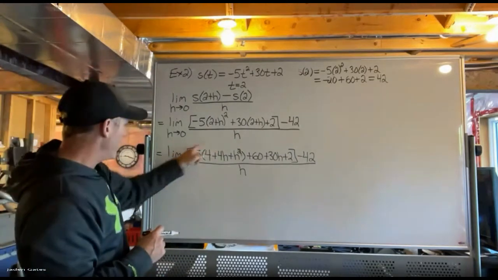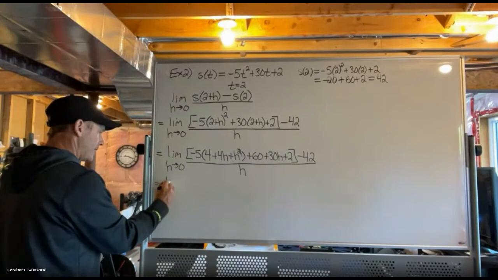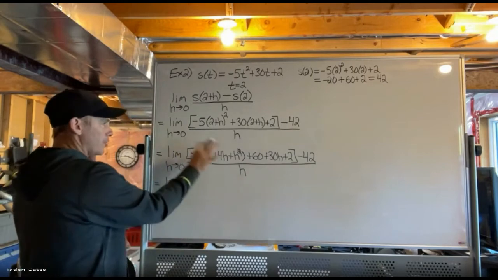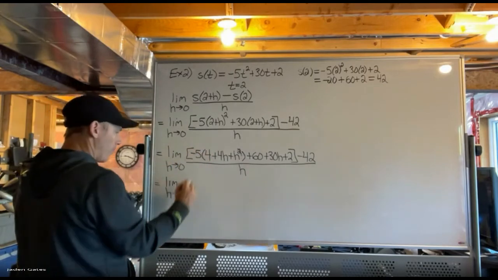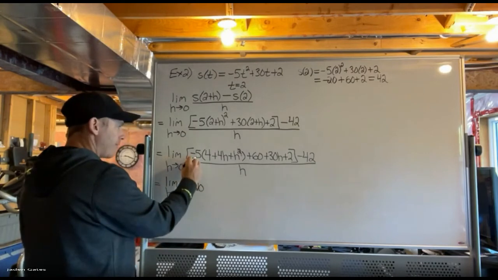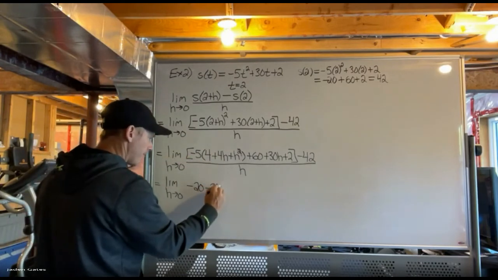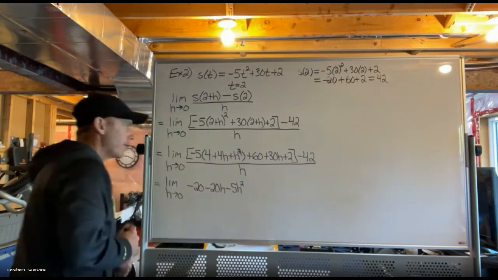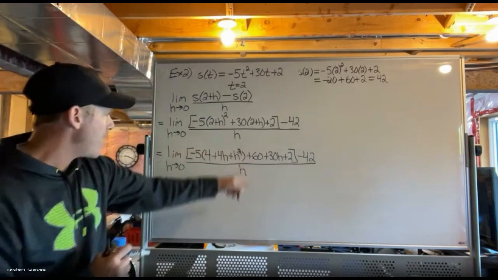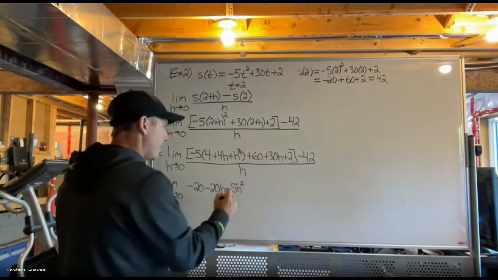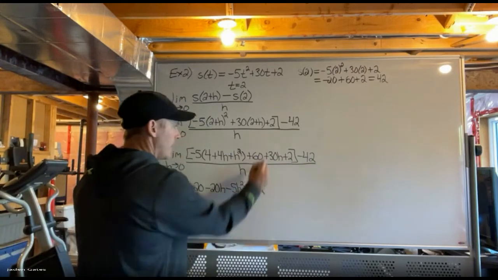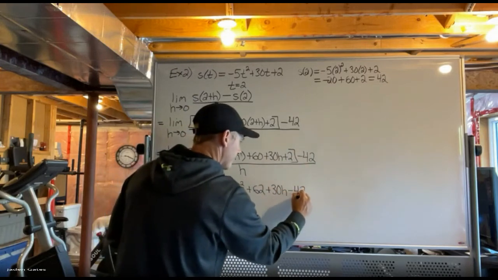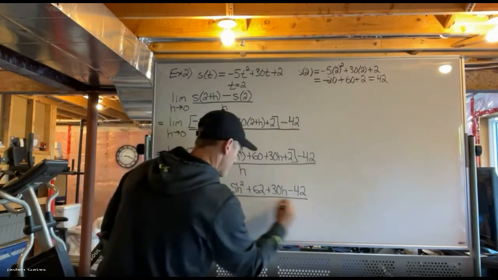So now I'm going to do the rainbow rule here with this minus 5. So I've got the limit as h approaches 0, key part here. I'm not going to use the square brackets anymore. I'm not going to need them, but minus 5 times 4 is minus 20. Minus 5 times 4h is minus 20h. Minus 5 times h squared is minus 5h squared. So that's just expanding through the brackets. I got this 60 and this 2. I'll put them together for 62. Plus 30h. Minus 42. And again, all over h.